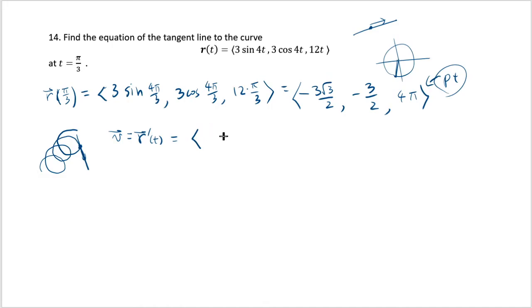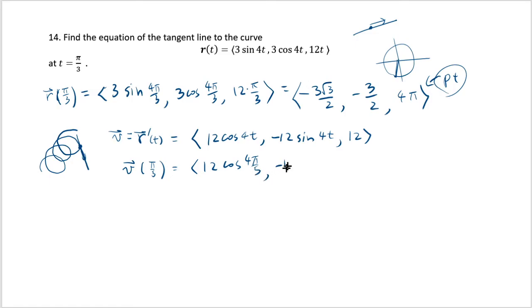Okay, so let's differentiate this. Sine 4t differentiates to cosine 4t, but because of the chain rule, 4 comes out. 4 times 3 would be 12. Same deal here. Cosine differentiates to negative sine, and differentiating 12t gives you 12. So when you evaluate v at pi over 3, you get 12 times cosine 4 pi over 3, minus 12 times sine 4 pi over 3, and 12.